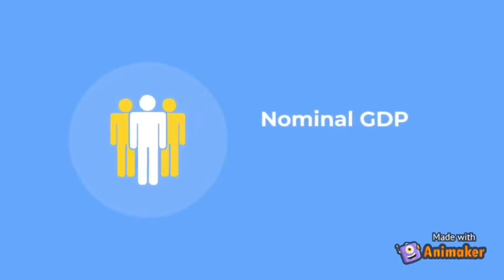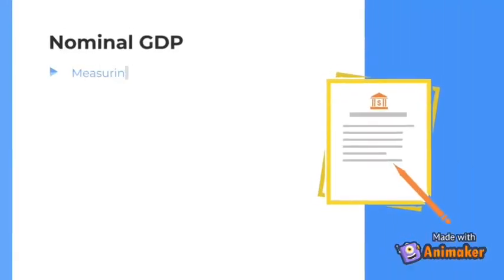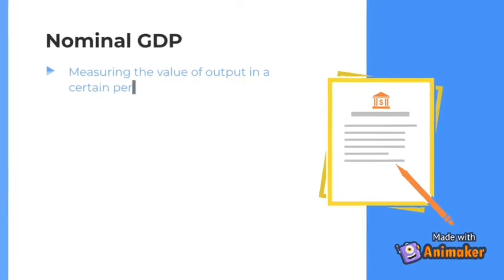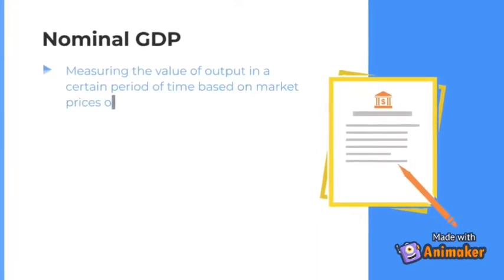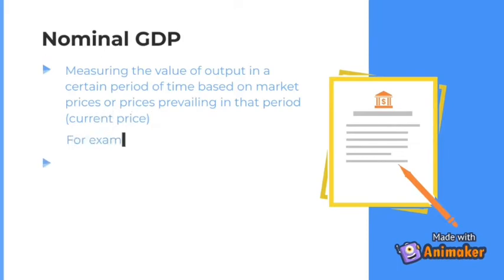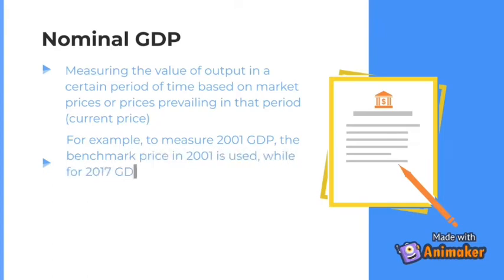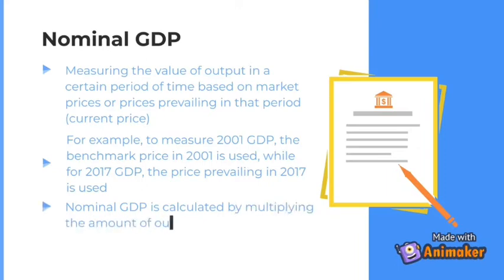Nominal GDP. Measuring the value of output in a certain period of time based on market prices or prices prevailing in that period, current price. For example, to measure 2001 GDP, the benchmark price in 2001 is used, while for 2017 GDP, the price prevailing in 2017 is used. Nominal GDP is calculated by multiplying the amount of output by the market price of output, or nominal GDP equals P times Q.